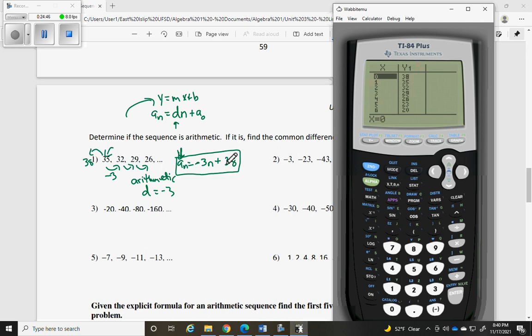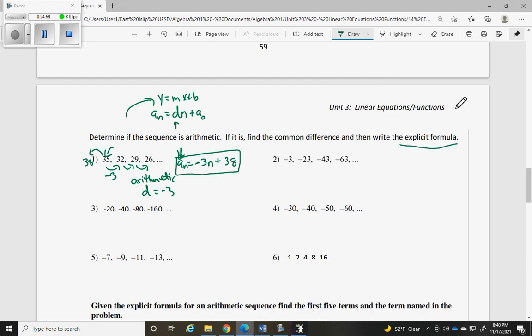But remember, we talk about a zero term, but we don't necessarily write a zero term, because when we write numbers in order, there's a first number, a second number, a third number, and so on. So we're going to keep on checking ourselves with our graphing calculator, just so that you get used to using the graphing calculator and writing your explicit formula.